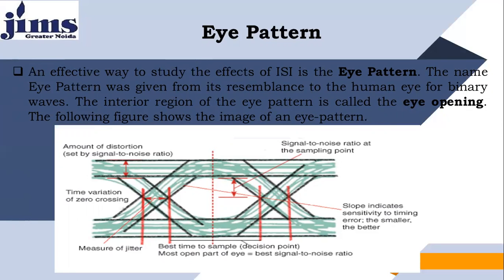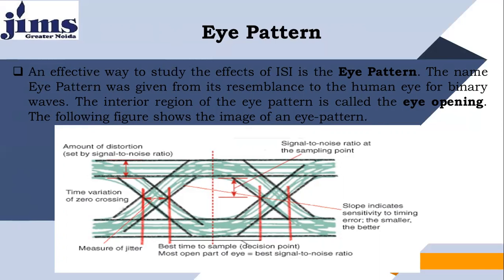So when you send binary waves or binary signals, and these signals reach the receiver, they form a pattern, and the pattern looks like a human eye. That's why it is called an eye pattern. The interior region of the eye pattern is called the eye opening. The following figure shows the image of an eye pattern.